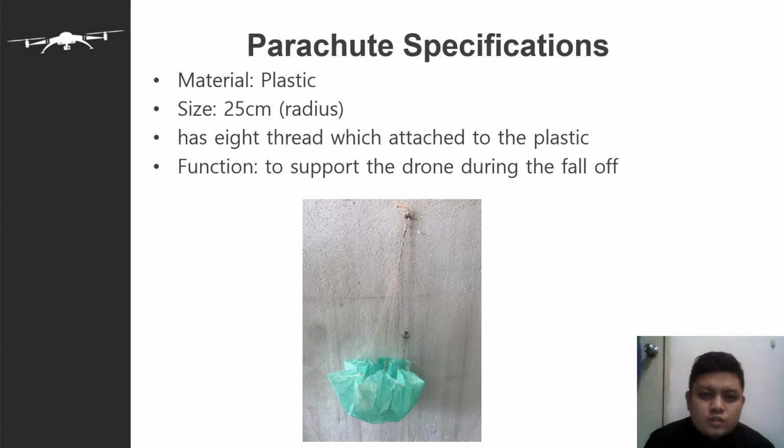So for the parachute specification, I use plastic as the material for the parachute, and the size of the parachute is 35 cm for the radius. This parachute has 8 threads which attach to the plastic, and the parachute functions to support the drone during the fall.